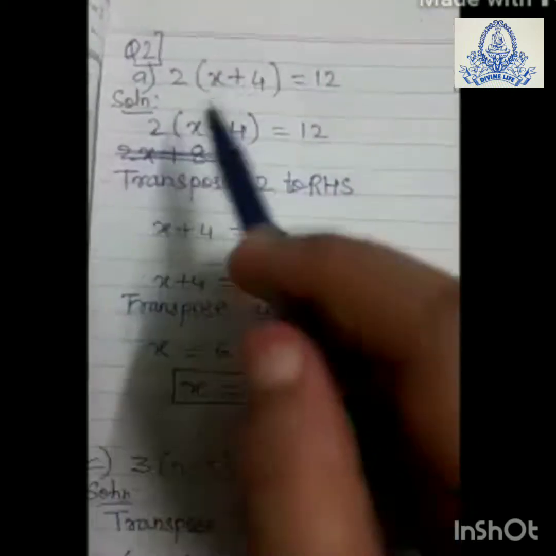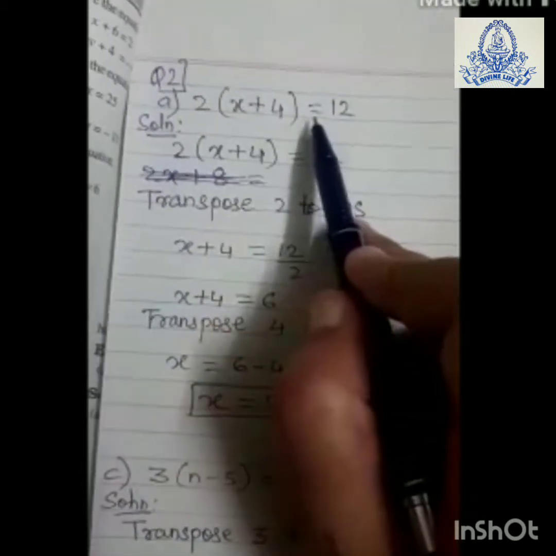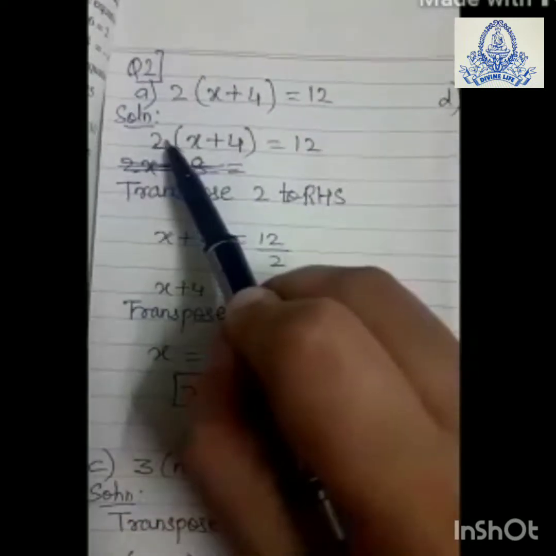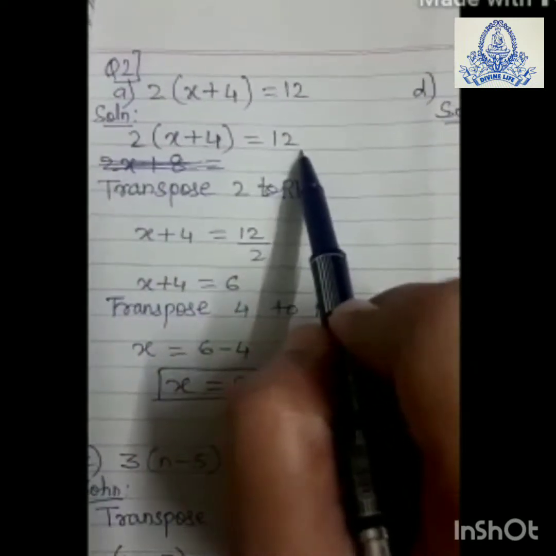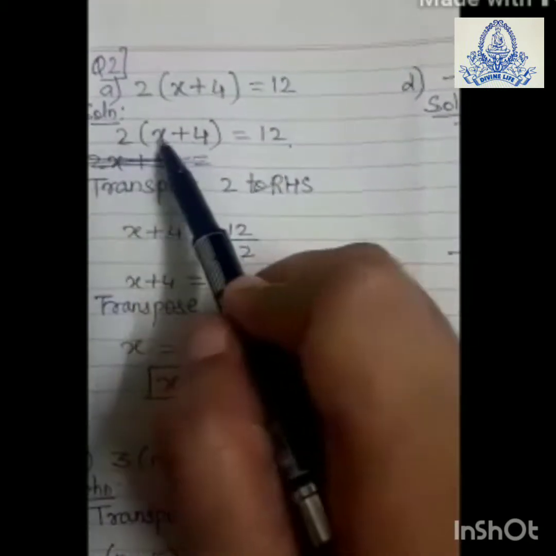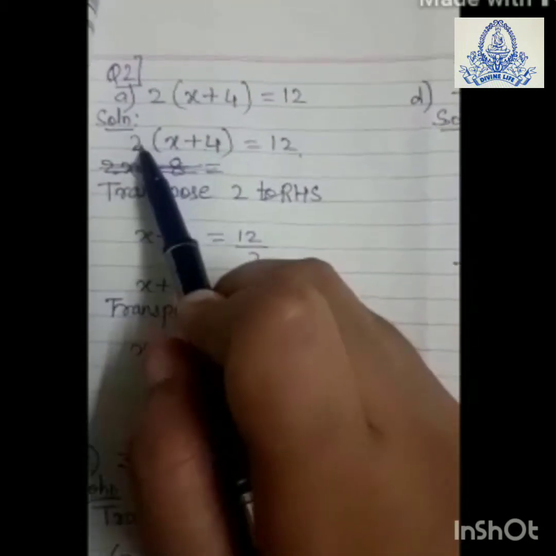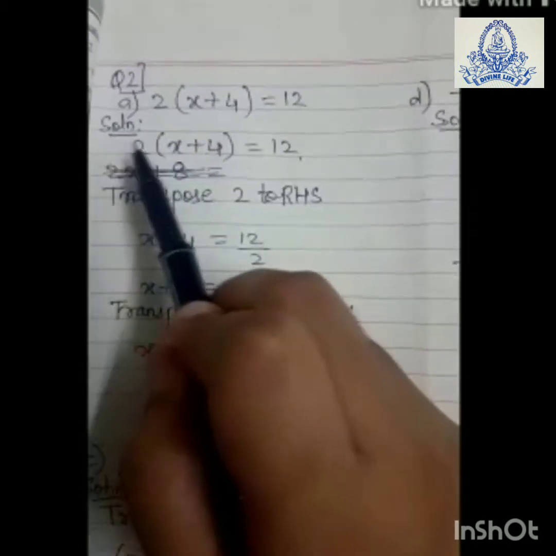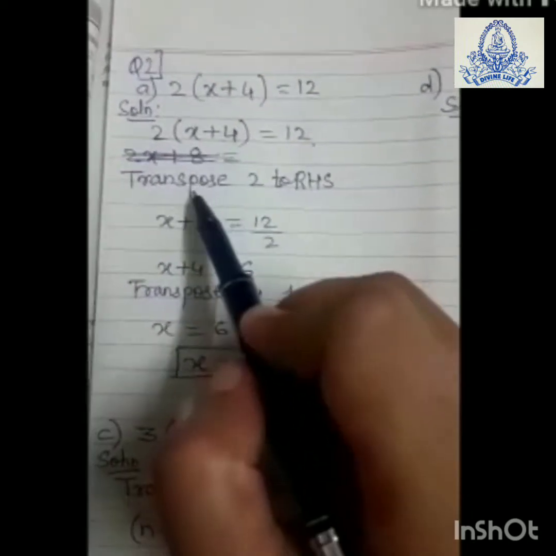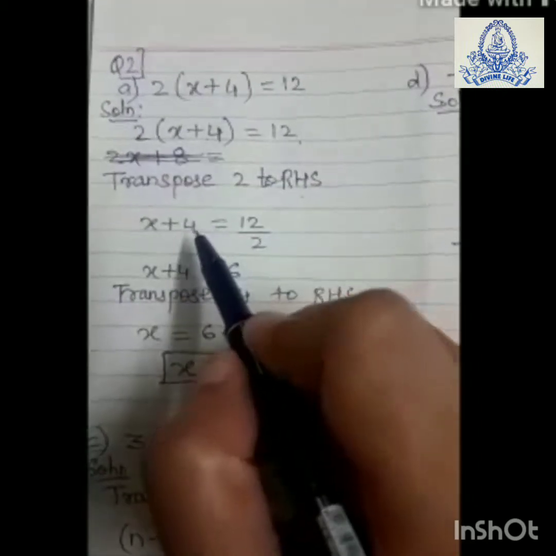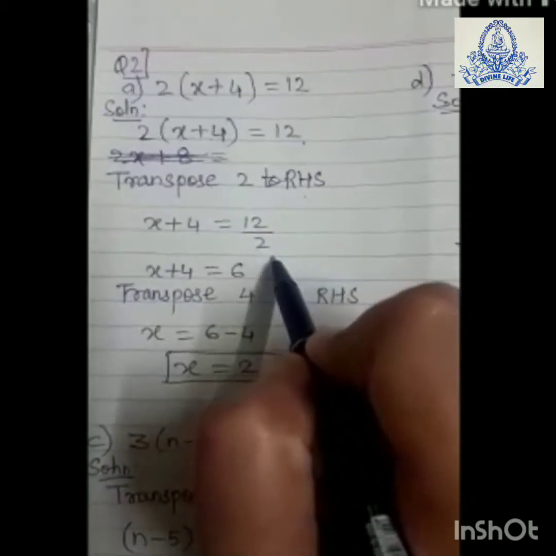See, what is the equation here? 2 into x plus 4 is equal to 12. Now see, 2 into bracket x plus 4 is equal to 12. Don't multiply this in the bracket, because you have to eliminate this 2, then only you can find the value of x. So transpose this 2 to RHS. So x plus 4 is equal to 12 upon 2.